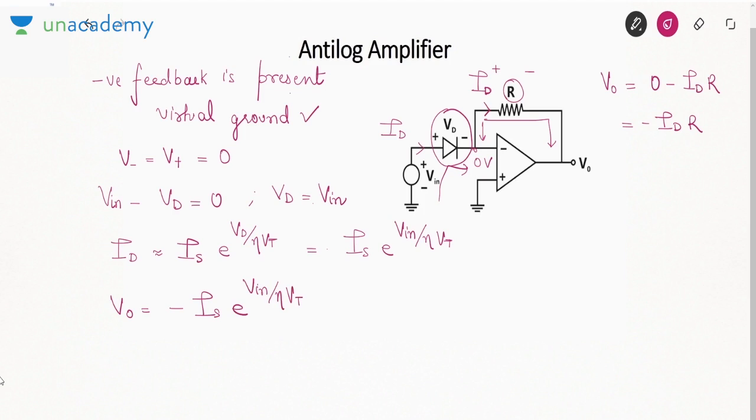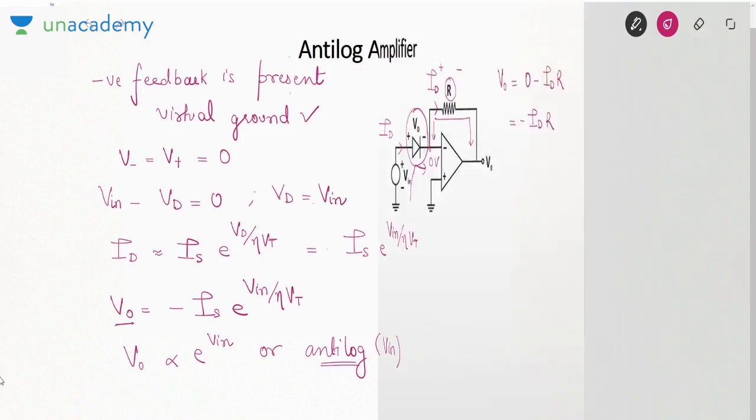So what you can say, V0 is proportional to e to the power Vin, or anti-log of Vin. That is why it is called the anti-log amplifier. Anti-log means inverse of logarithm. Inverse of log is nothing but e to the power. That is why it is called the anti-log amplifier. In the log amplifier, V0 is proportional to log of Vin. In the anti-log amplifier, it is proportional to anti-log of Vin.